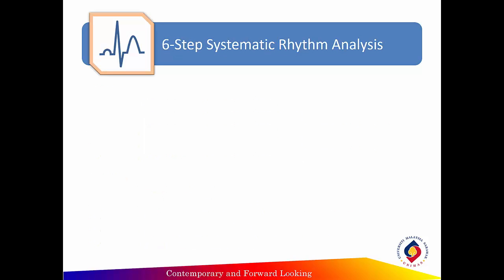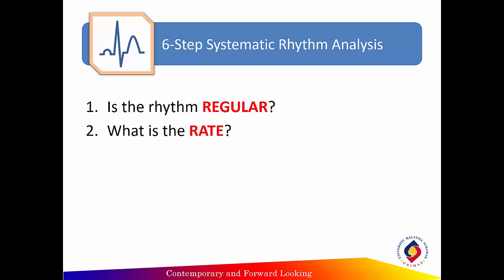The 6 systematic step approach involves asking the following 6 questions in a stepwise fashion for every rhythm strip you intend to analyze. The first question is: is the rhythm regular or irregular? The second question involves asking what the rate of the rhythm is. The method of measuring the rate will depend on whether the rhythm is regular or irregular, where we are interested to know if the rhythm is too fast, tachycardia, or too slow, bradycardia.